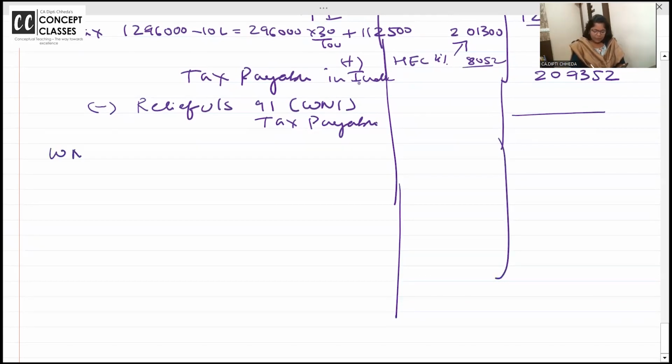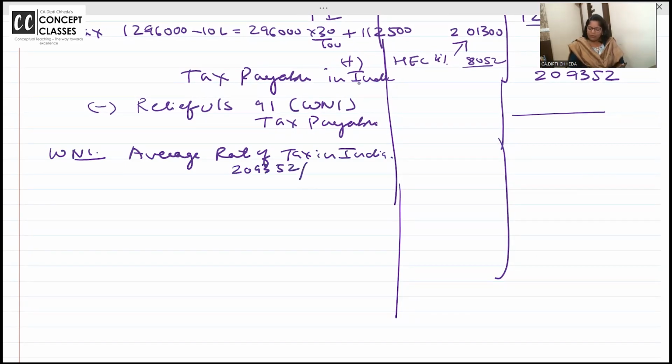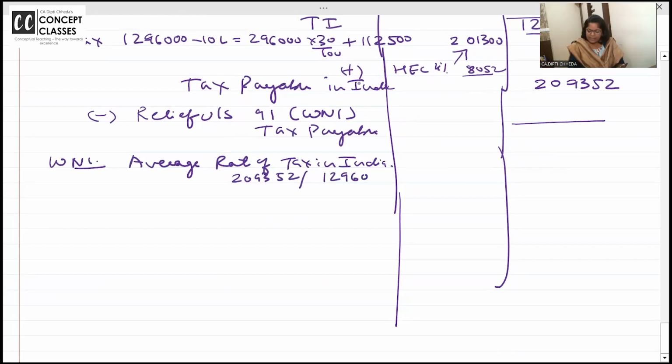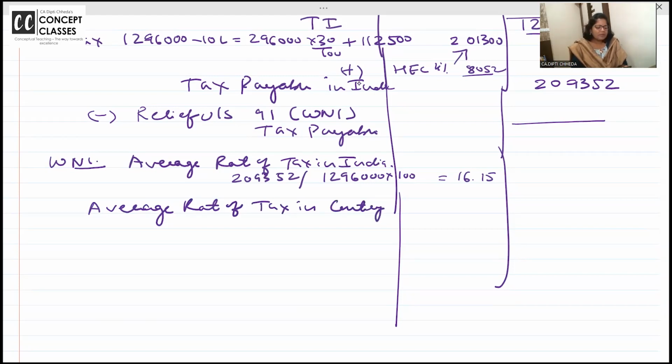Okay, let us start with working note 1. What is the average rate of tax in India? Average rate of tax you are paying 209352. And what is the average income? 12,96,000 into 100. 209352 divide by 12 lakh 96,000 into 100. 16.15. 16.15% tax in India. And what is the average rate of tax in country X?